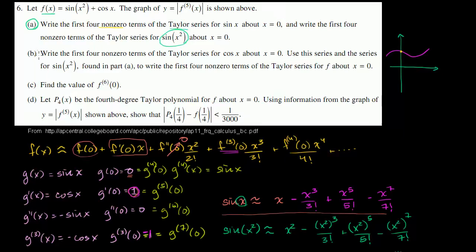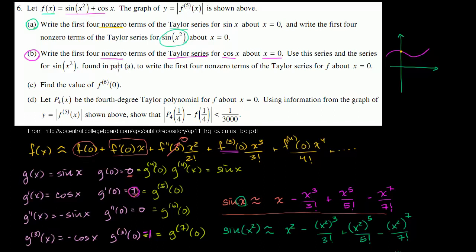We're on part B. Write the first four non-zero terms of the Taylor series for cosine of x about x equals 0. Use the series and the series for sine of x squared found in part A to write the first four non-zero terms of the Taylor series for f, so for this f right over here, about x equals 0. So let's just do the first part.